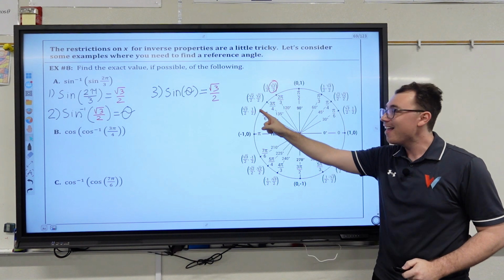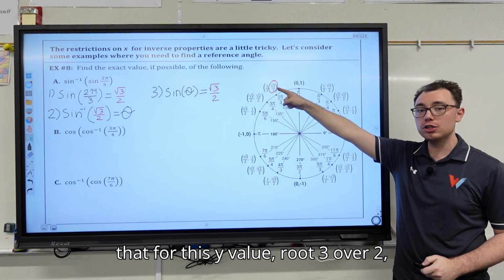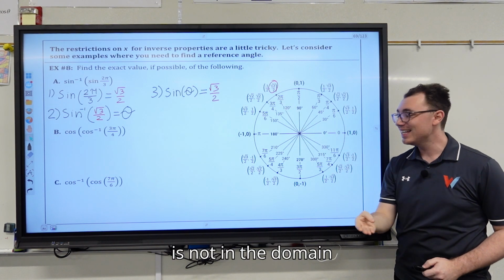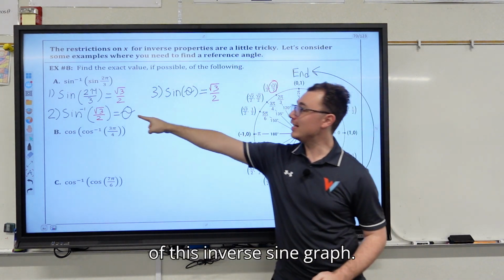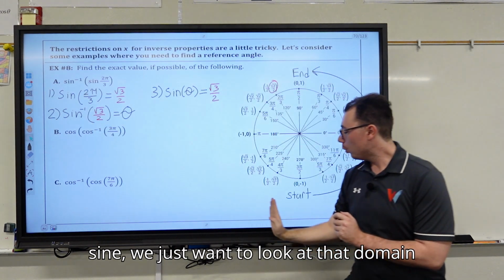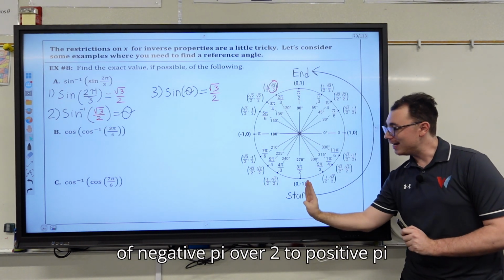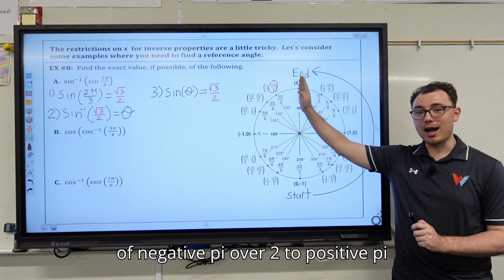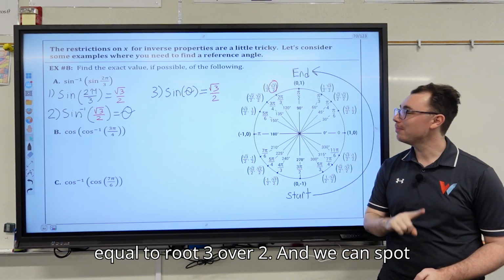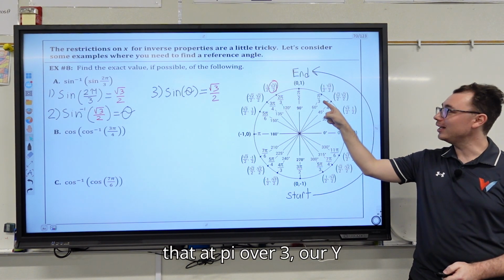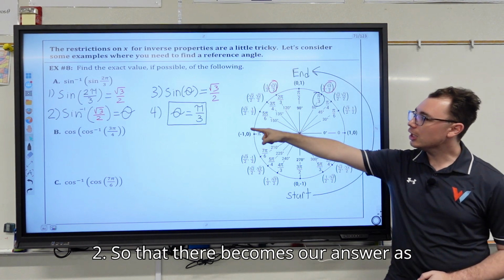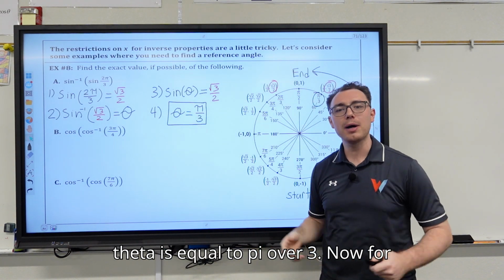But notice that for this y value, √3/2, the position of 2π/3 is not in the domain of this inverse sine graph. Since we're dealing with inverse sine, we just want to look at the domain of -π/2 to positive π/2, where the y value is still equal to √3/2. And we can spot that at π/3, our y value is still equal to √3/2. So that becomes our answer, as theta is equal to π/3.